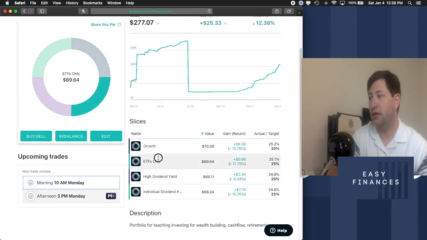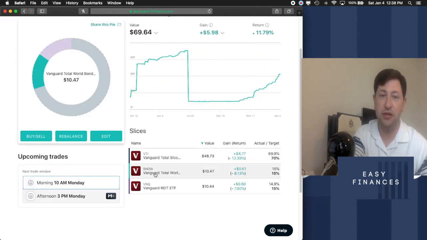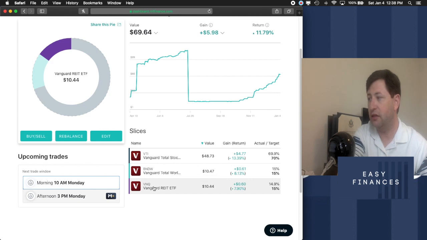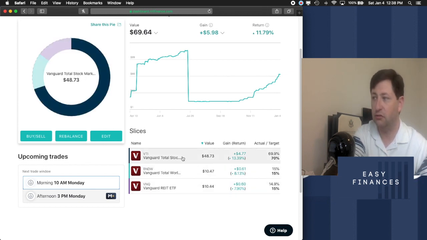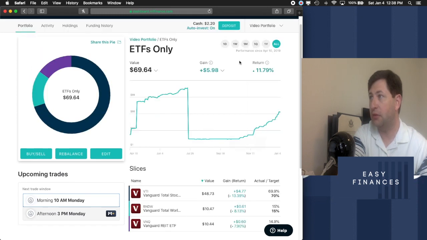Now if we go to the ETF only portfolio, we'll take a look. We have VTI, BNDW for bonds, and VNQ for real estate. So we have the stock market, bonds, and real estate. You can see what they're up.